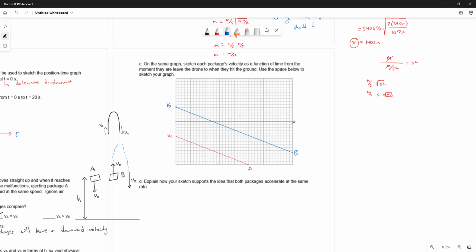D is probably the easiest question here. Both have the same slope, which is negative g, right? Due to gravity being the acceleration. Due to the acceleration of gravity. Right? And that's it.